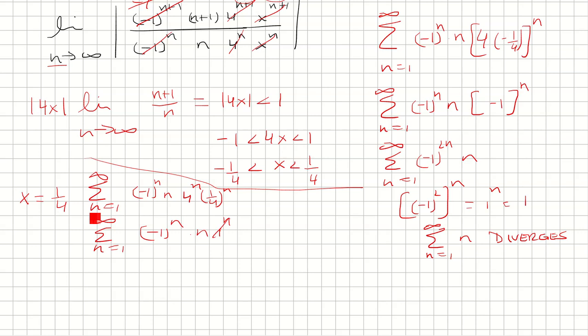And for a similar reason here, if we let n approach infinity, it's going to oscillate between positive 1 and negative 1, so the limit does not converge. So we say this diverges by the same reasoning, the nth term test. So we do not want to include the endpoints, and this will be the interval of convergence, which if you rewrite it is (-1/4, 1/4).